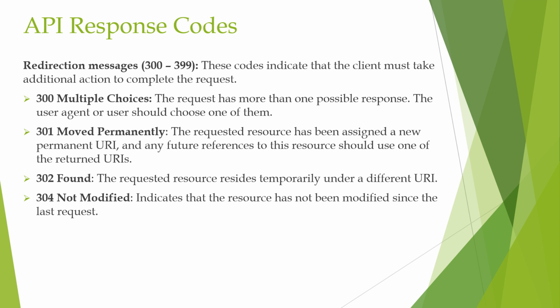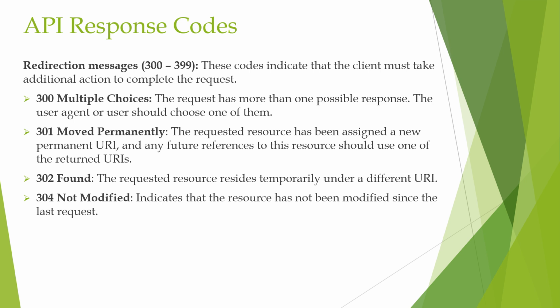Next is 302. It stands for found. That means the URL of the requested resource has been changed temporarily. The new URL is given by the location field in the response. Next is 304, which indicates not modified. It means that the resource has not been modified since the last request.